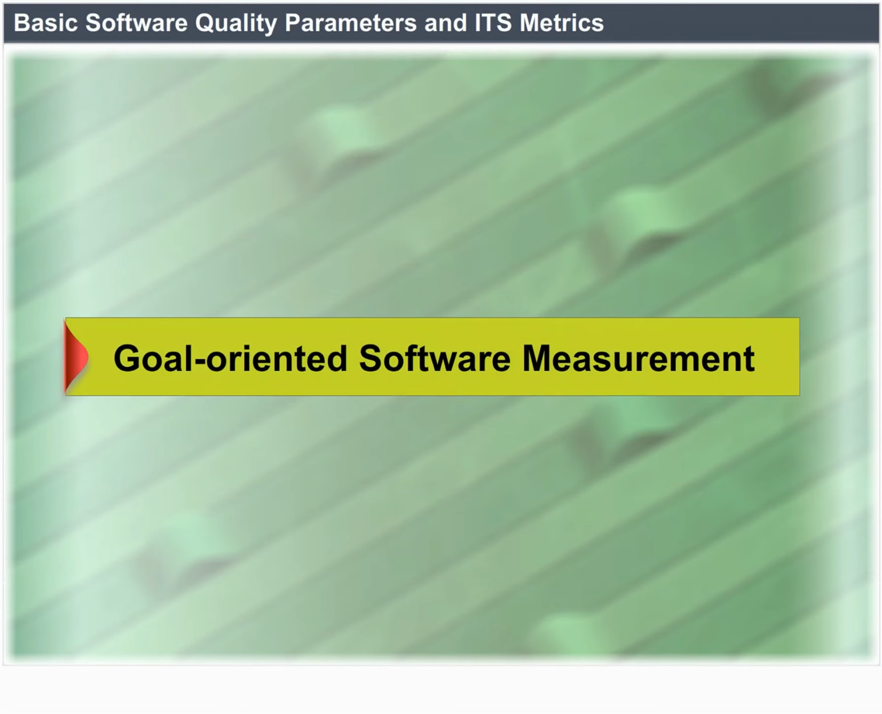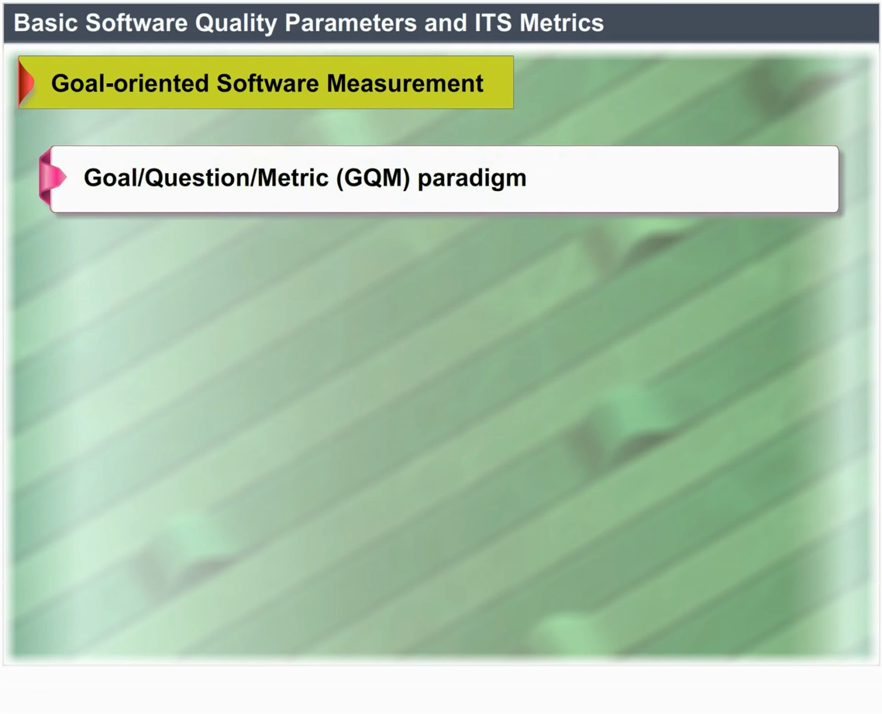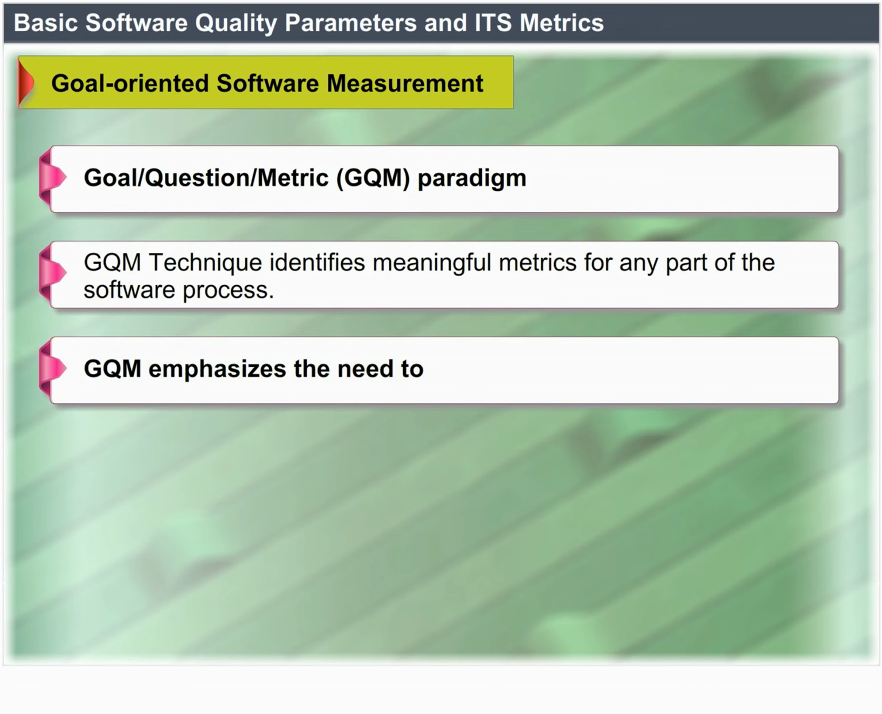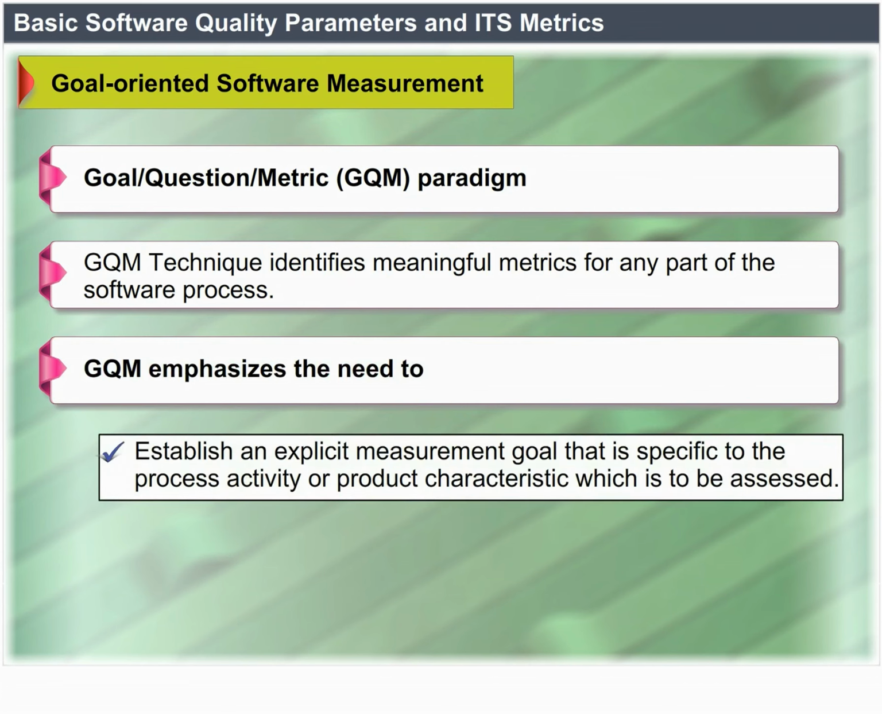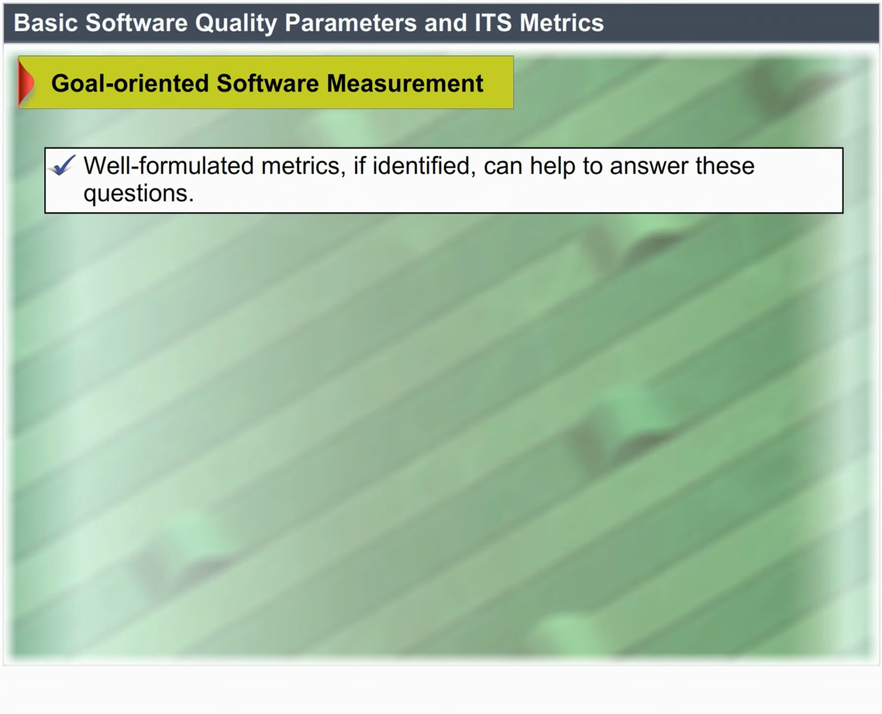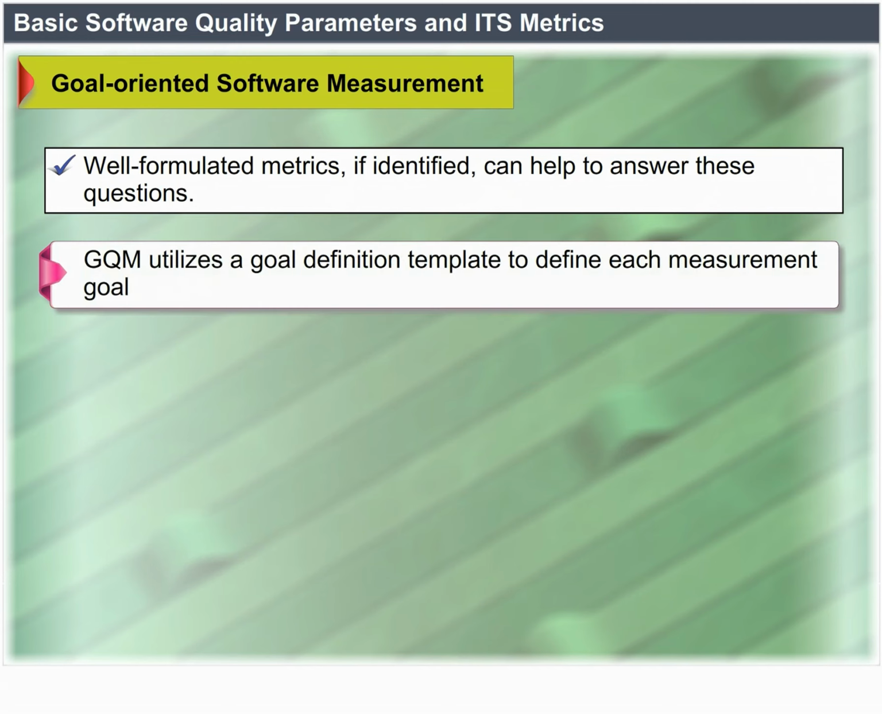Goal-oriented software measurement: Goal, Question, Metric, the GQM paradigm. The GQM technique identifies meaningful metrics for any part of the software process. GQM emphasizes the need to establish an explicit measurement goal that is specific to the process activity or product characteristic that is to be assessed. Define a set of questions that must be answered in order to achieve the goal. Identify well-formulated metrics that help to answer these questions. GQM utilizes a goal definition template to define each measurement goal.